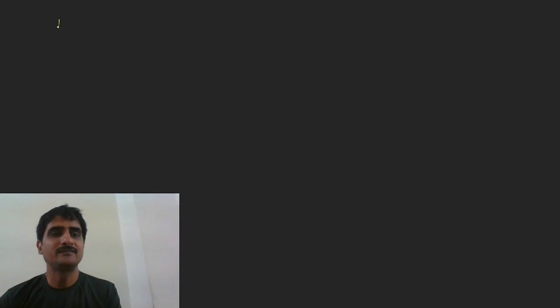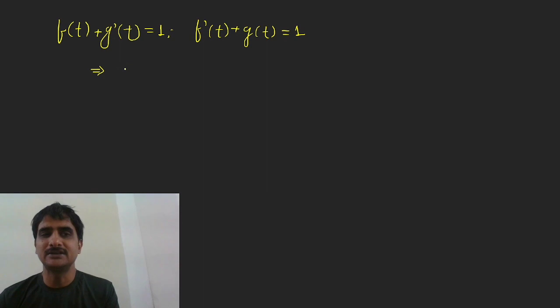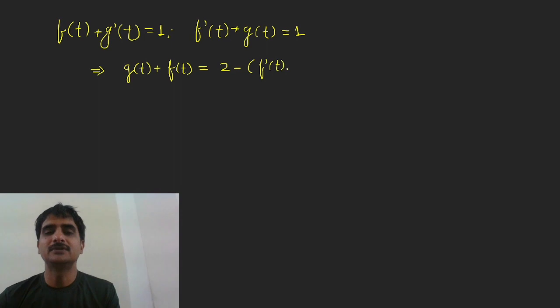So see what I did here. Since the two statements given are f(t) + g'(t) = 1 and f'(t) + g(t) is also 1, and that's an identity statement, I just subtracted them and once added them. When I added them, I got g(t) + f(t) is equal to 2 minus f'(t) + g'(t).